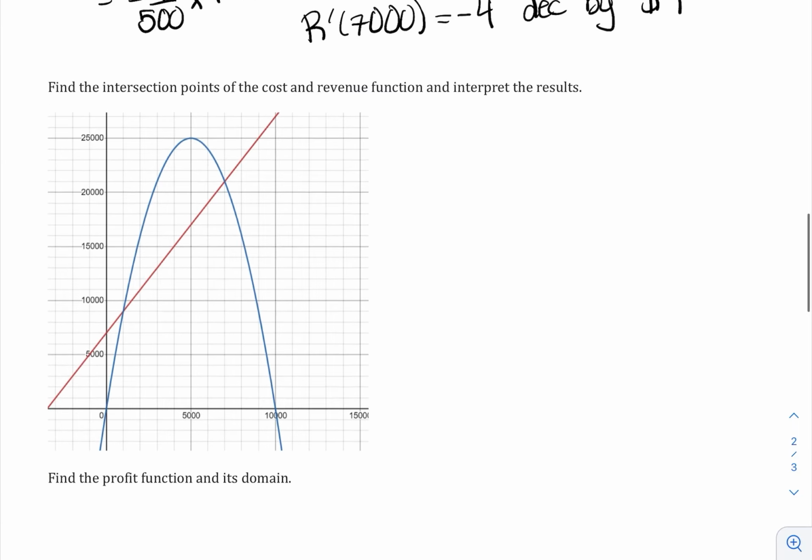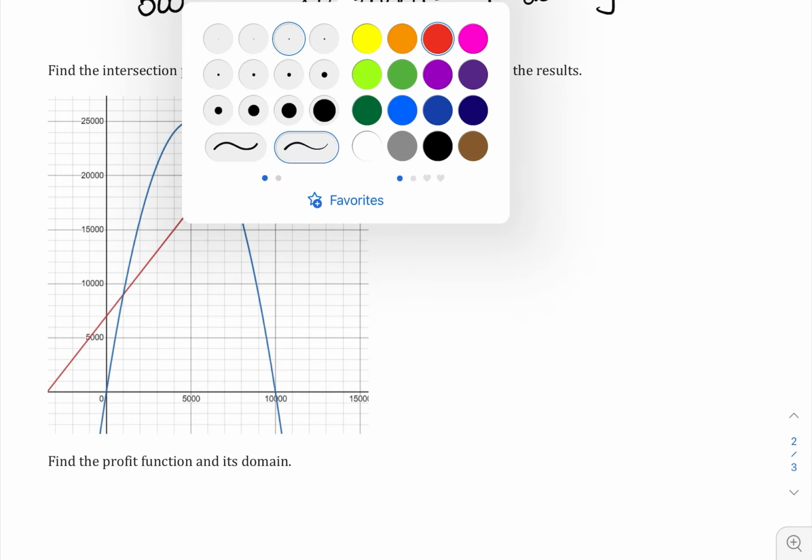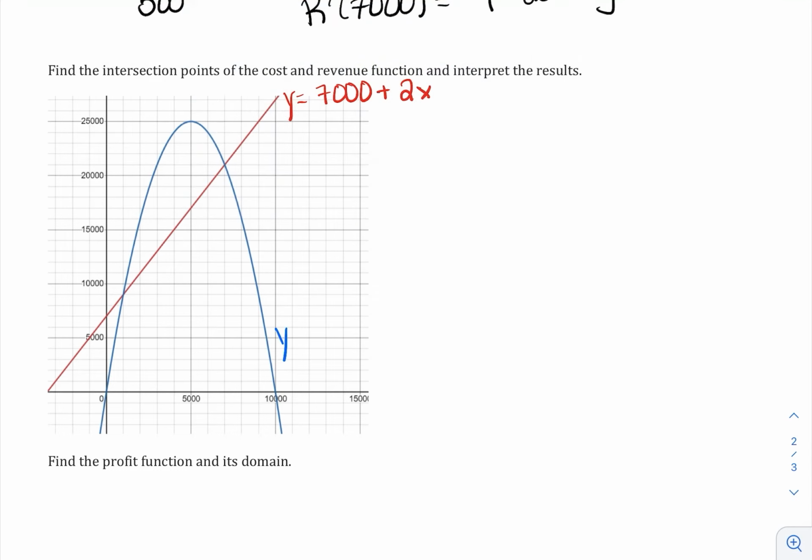Okay, find the intersection points of the cost and revenue function and interpret the results. So here are actually the graphs of the cost and revenue function. The cost is the one in red. It was the linear function. It has a y-intercept of 7,000, which you can see when it crosses the y-axis, and it has a slope of 2. And then the revenue function is the parabola, negative x squared over 1,000 plus 10x. And it's a downward facing parabola because the x squared is negative.